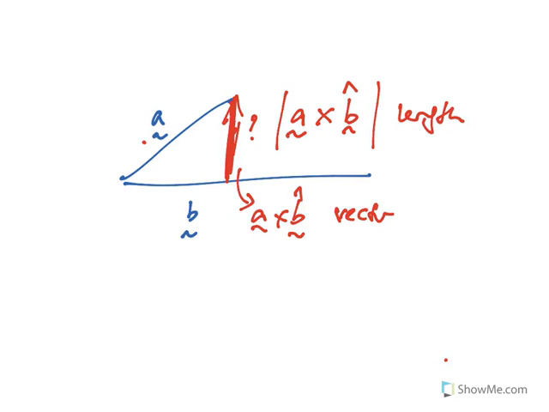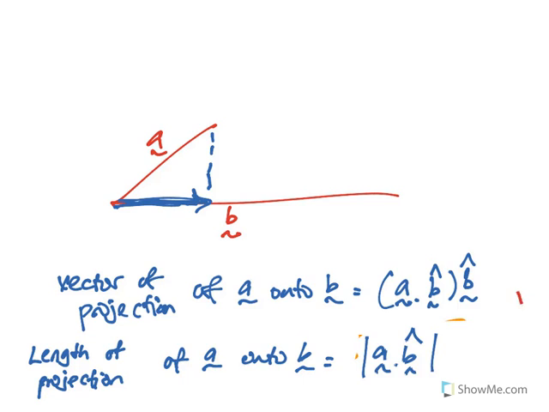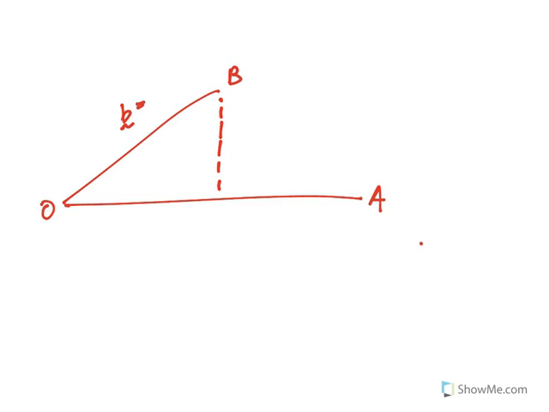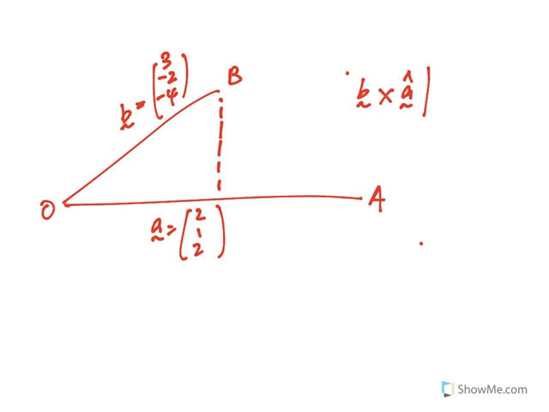With that, look at, for P equals negative 4, calculate the shortest distance from B to the line passing through O and A. The line passing through B and A. All we are doing is, let's say I call this B. B is equal to 3, negative 2, P is negative 4. What is A? A is 2, 1, 2. So very quickly, we just take B times A hat. That's what we can do.